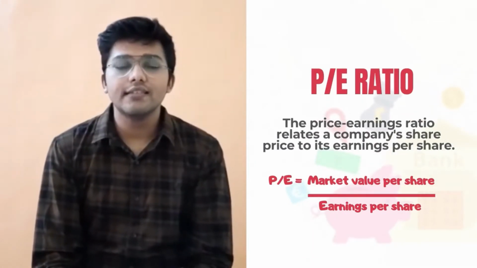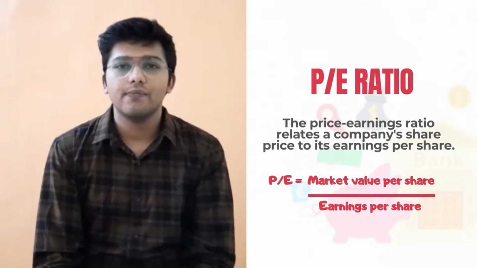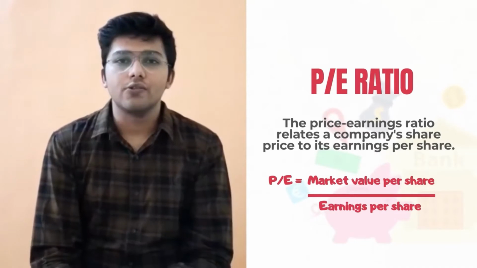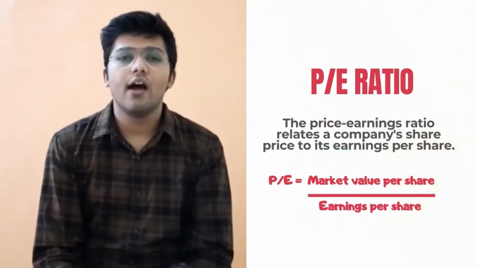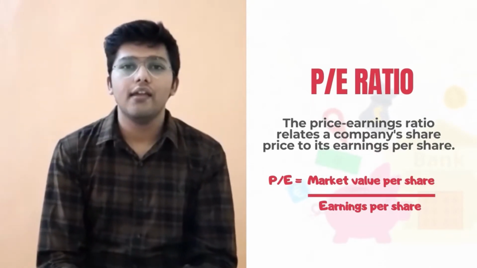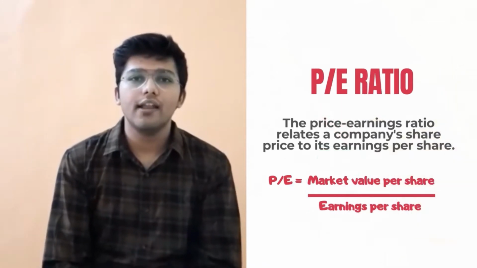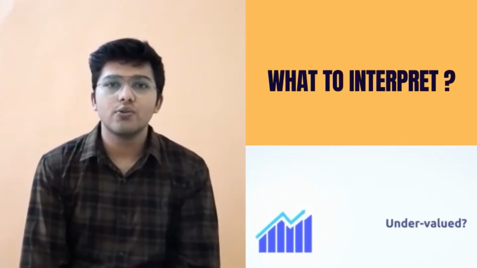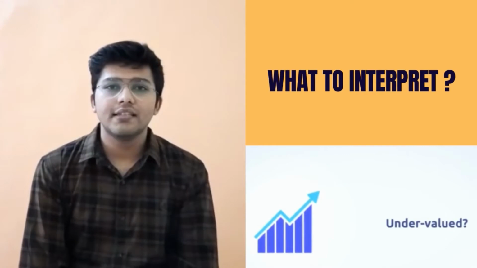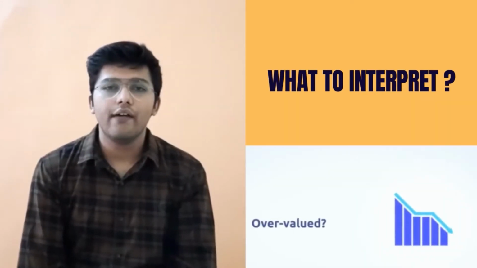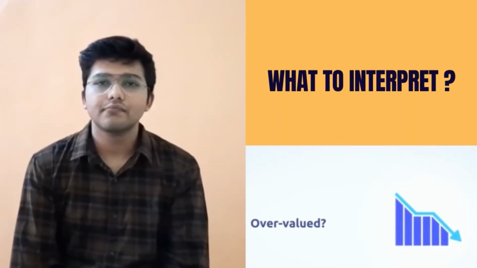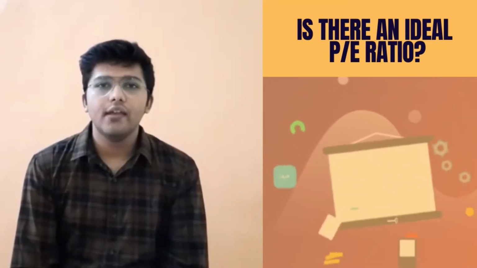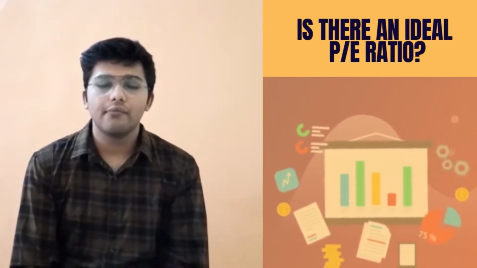The first ratio in this list is the PE ratio, that is, the price to earnings ratio. This ratio shows how much an investor is paying for each rupee of earnings of the company. This ratio shows whether the company's share is undervalued or overvalued in the market. There is no ideal PE ratio in the market.